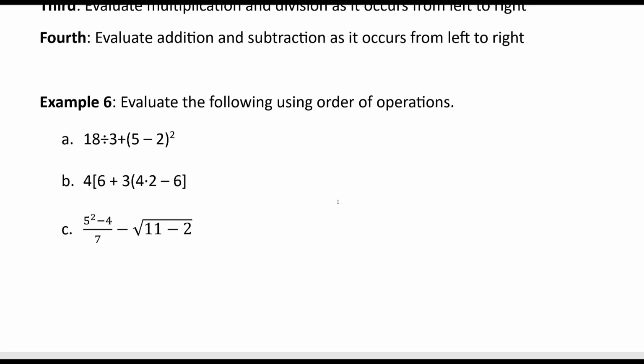So let's do some problems here. 18 divided by 3 plus 5 minus 2 squared. So this 5 minus 2, I'll do this slowly here. 18 divided by 3 plus, and then 5 minus 2 is 3 squared. So I did this stuff in parentheses first. Next step, I'm going to do this power. So it's 18 divided by 3 plus 9. Now division has a priority over addition. So 18 divided by 3 is 6. 6 plus 9 is 15.